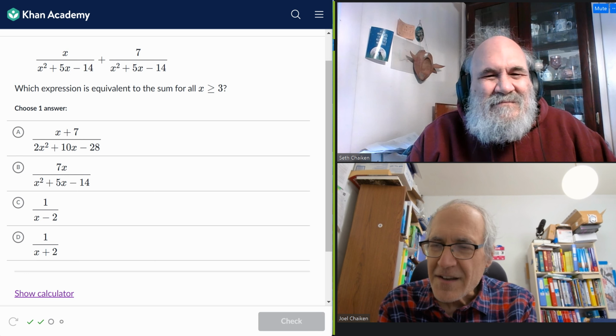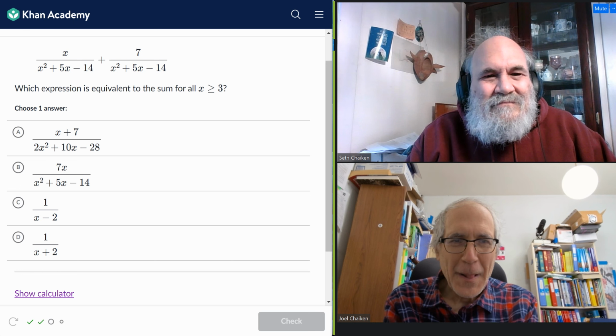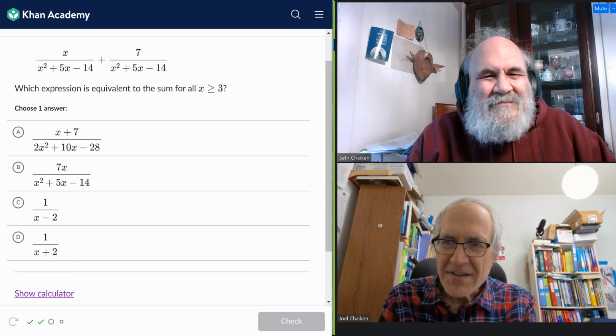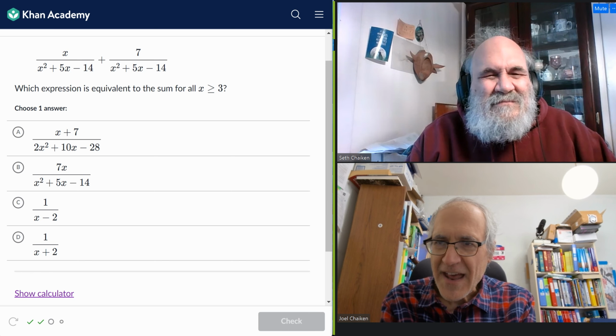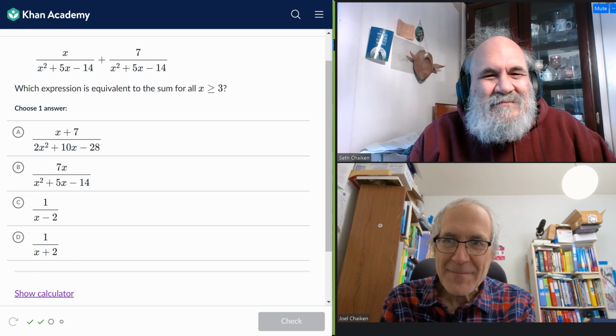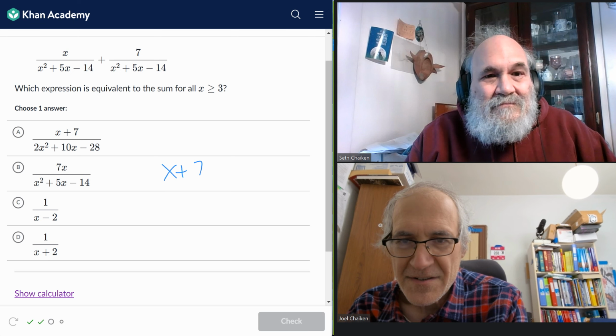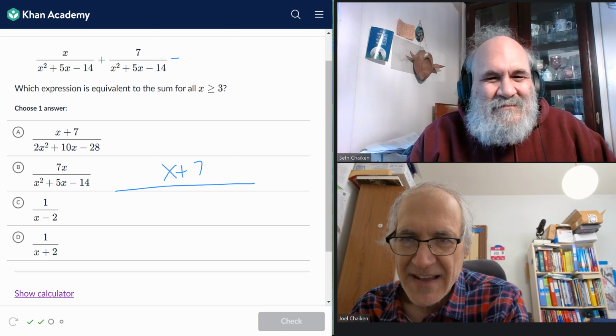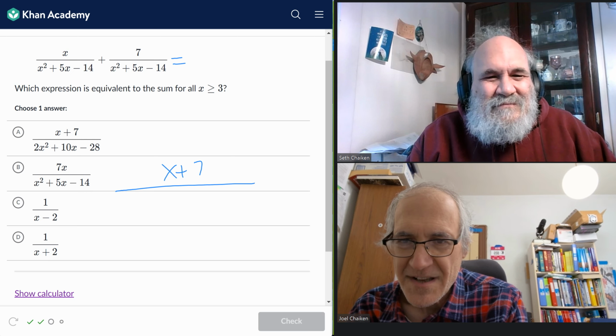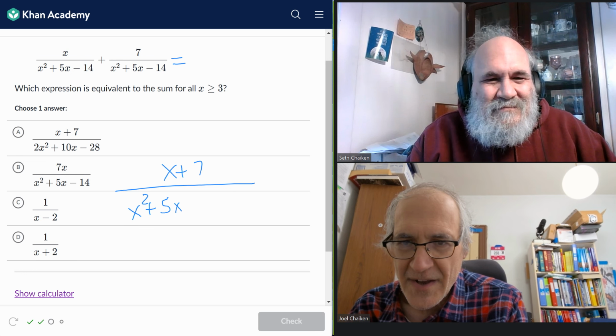Wait a second. Those fractions have the same denominator, so they can be added. And something tells you that when you add them, I bet x plus 7 is going to be a factor. I would not be surprised, because you just add them. They have a common denominator. So it's x plus 7 on top of x squared plus 5x minus 14.